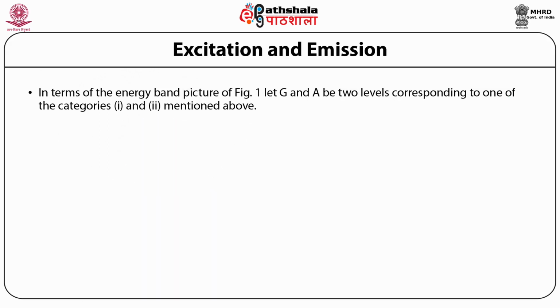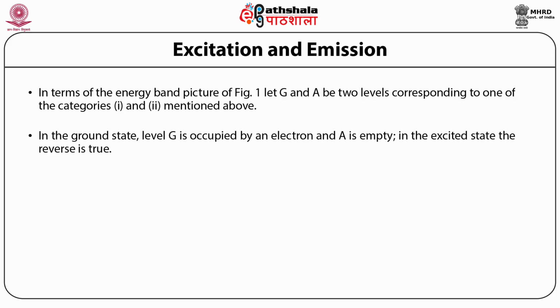In terms of the energy band picture of figure 1, let G and A be two levels corresponding to one of the categories 1 and 2 mentioned above. In the ground state, level G is occupied by an electron and A is empty. In the excited state, the reverse is true.